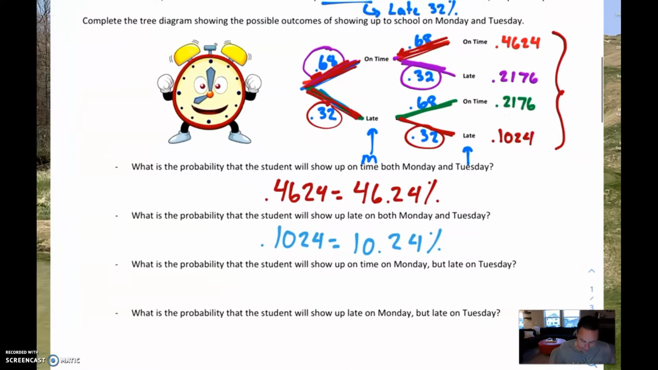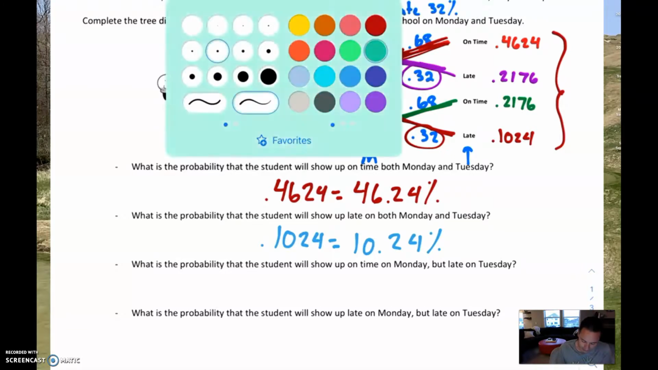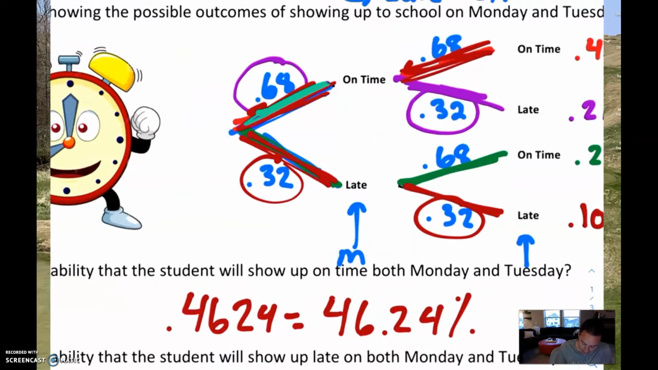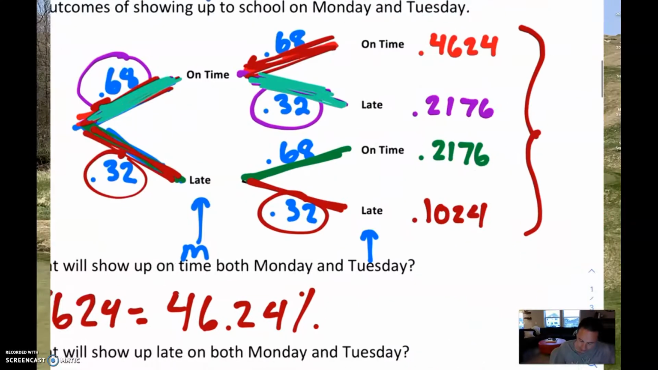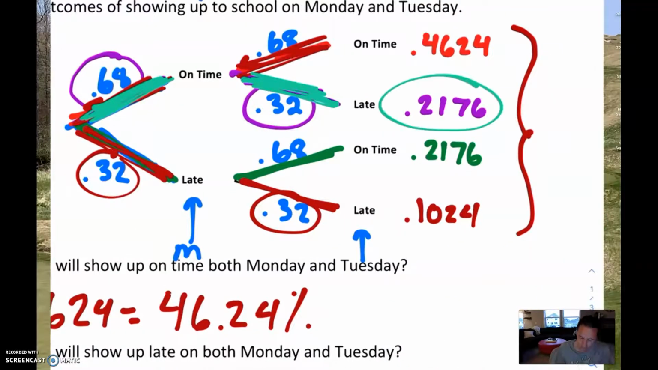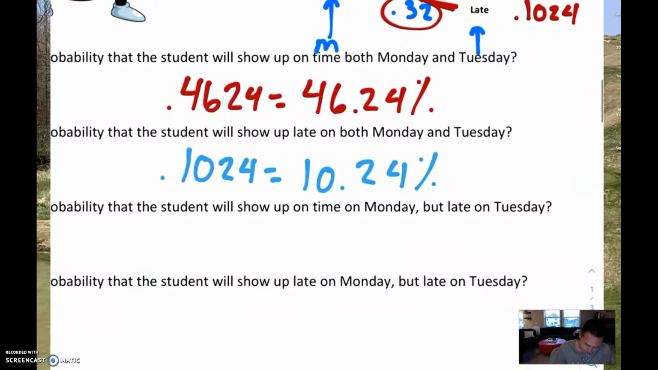What's the probability that the student will show up on time on Monday, but then late on Tuesday? In this case, they have to show up on time on Monday, but then they're late on Tuesday. And that would be 0.2176, and that's just 21.76%.